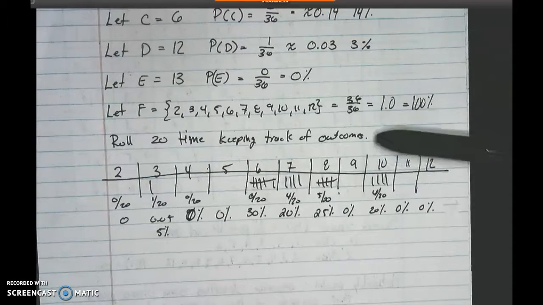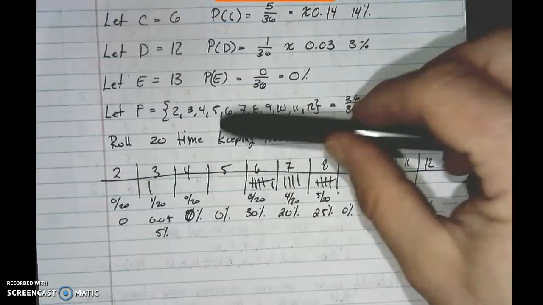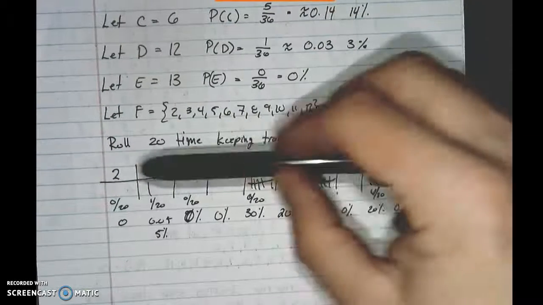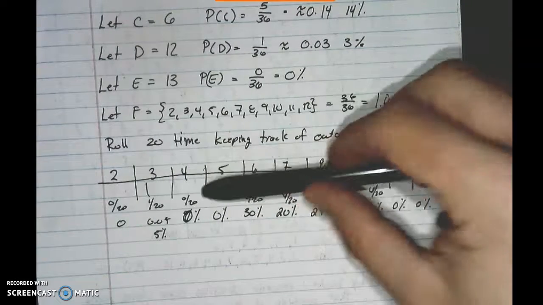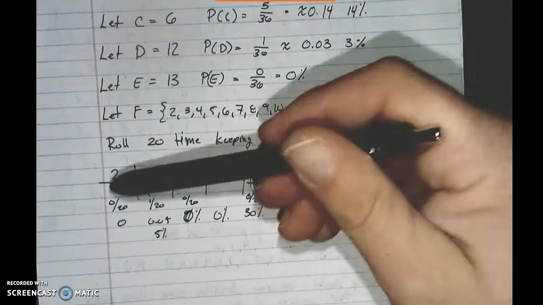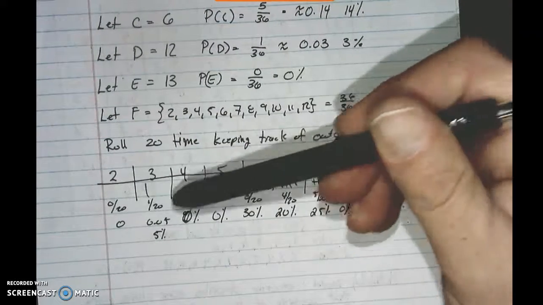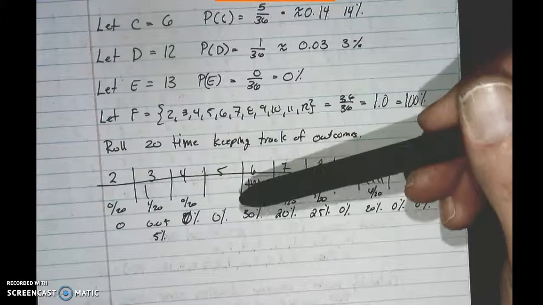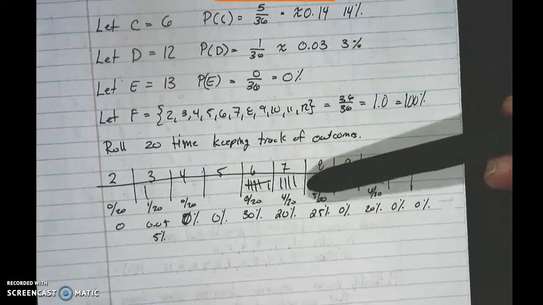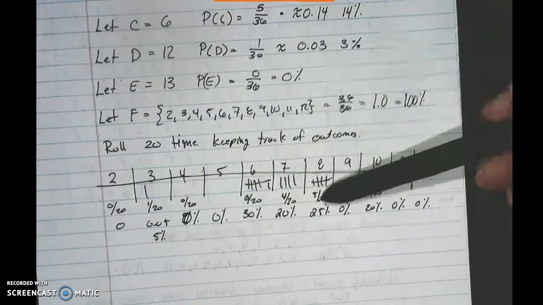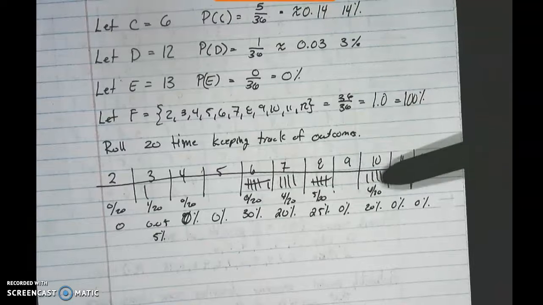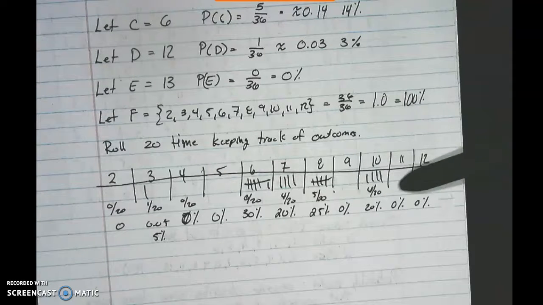Here's an example of what we were talking about. I rolled it 20 times, keeping track of the outcomes. I made a frequency table and kept track of everything. So I got 0 2s, 1 3, 0 4s, 0 5s, 6 6s, 4 7s, 5 8s, 0 9s, and 4 10s.